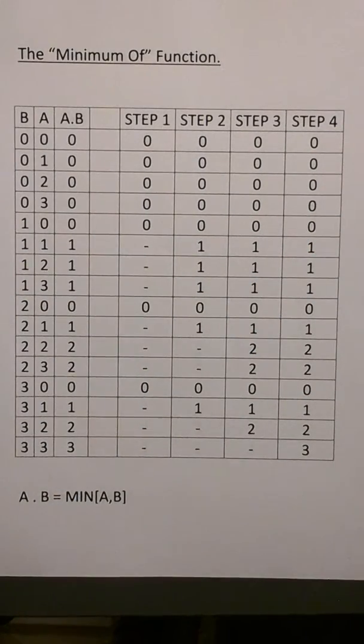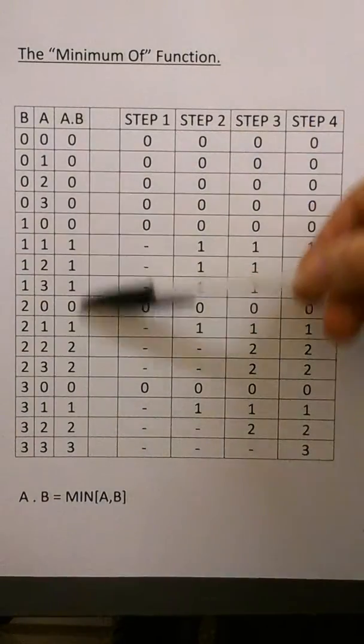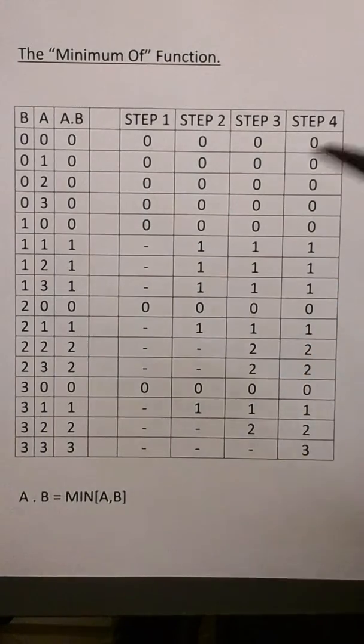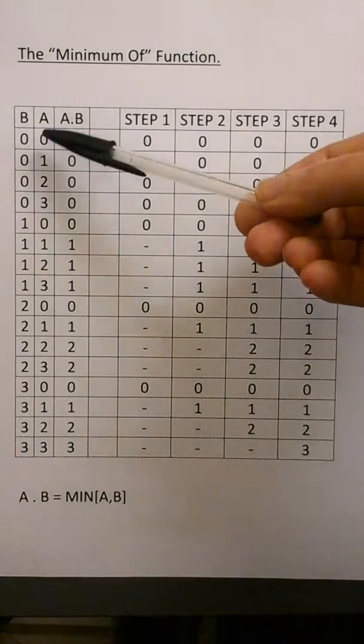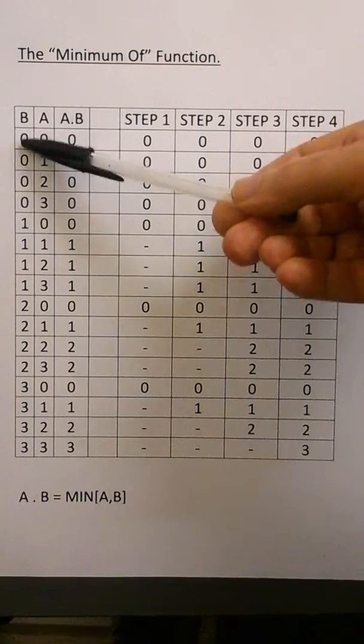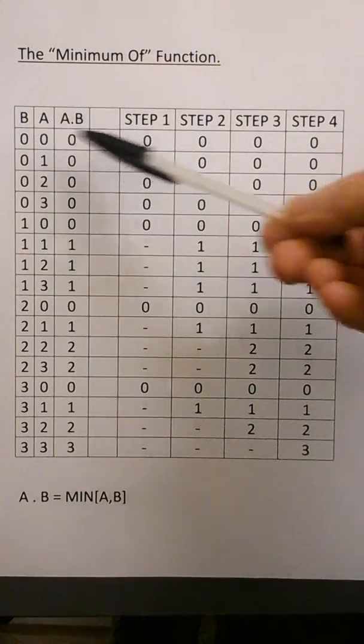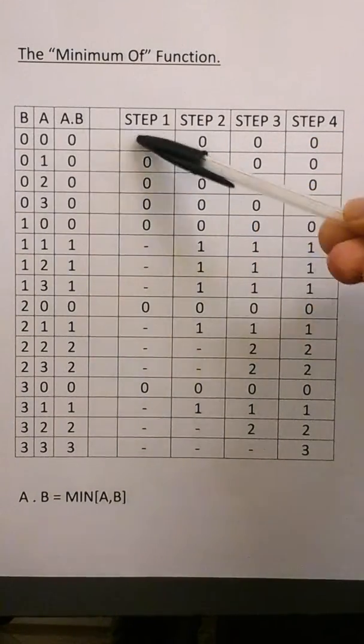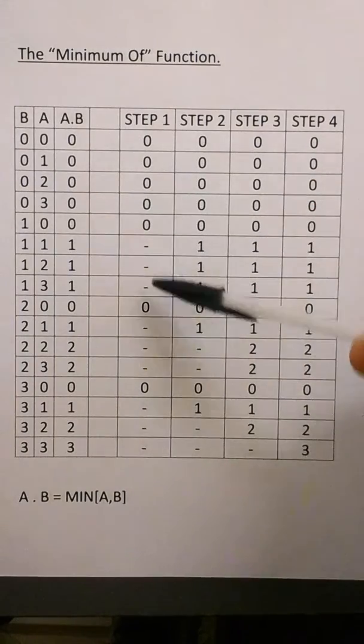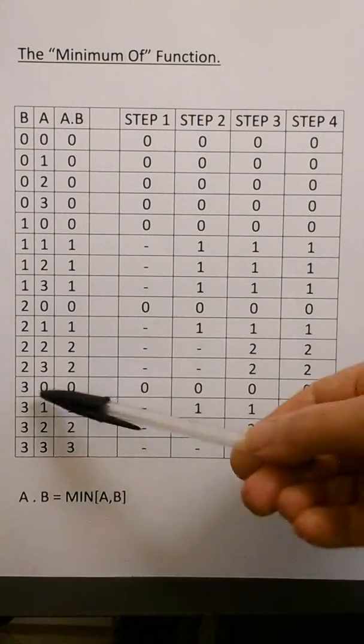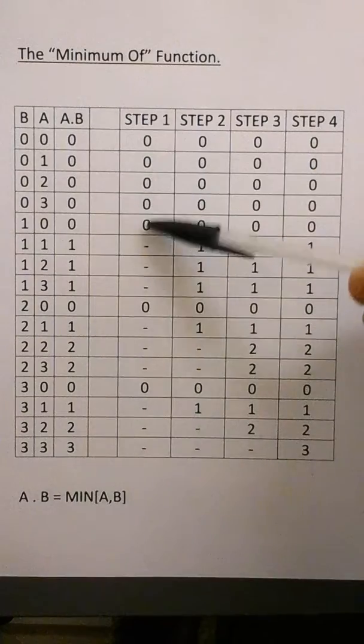So I'm going to show you how to fill in the output of the function. First of all, step 1, you look for a 0 on any of the inputs, and you write a 0 on the corresponding output. So this is step 1 here, 0 there, 0 there, 0s there.